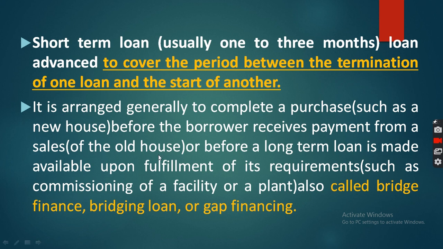Before a long term loan is made available, the fulfillment of its requirements, such as commissioning of the facility or plant, is called bridge finance, bridge loan or gap financing. Simple: for example, you have sold the old house, and the payment will come after 20 days. You have purchased a new house, and you have to make its payment immediately. So for 20 days you have to take a short term loan. What will this loan be called? Bridge loan, bridge finance or gap finance. Why? Because you have to make an immediate cash payment for the new house, while the payment for the old house will come after 20 days.